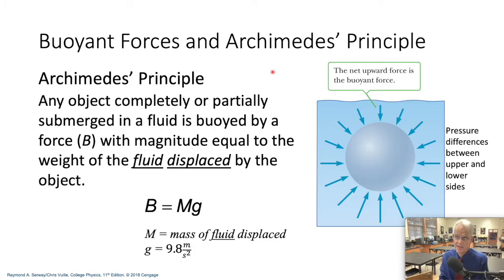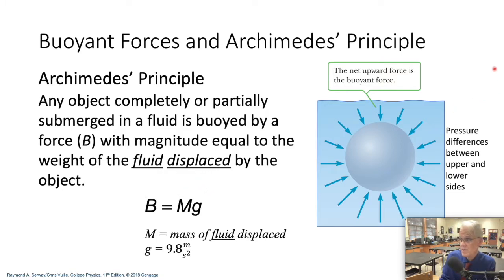Archimedes' principle states that any object completely or partially submerged in a fluid is buoyed up by a force, which we'll call capital B, with a magnitude equal to the weight of the fluid displaced by the object. So B will equal, we're going to call this capital M because it's the mass of the fluid displaced, not the mass of the object that's in the fluid. So the weight of the fluid that is displaced is the mass times g.